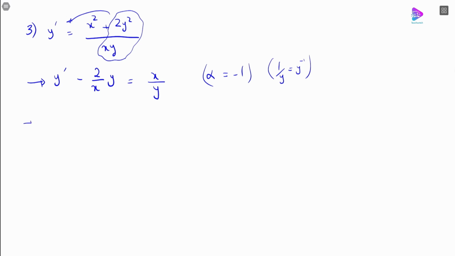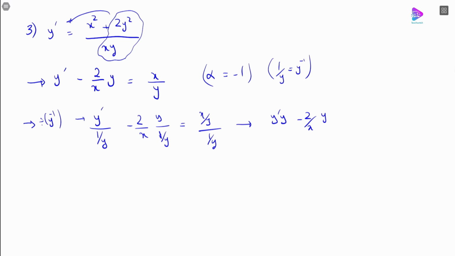So from here I'm going to be dividing by y^(-1), which is going to give me y' y. Let me show you. y' over 1/y, right? Minus (2/x) y over 1/y equal to (x/y) over 1/y. So from here you will get y' y - (2/x) y² = x.